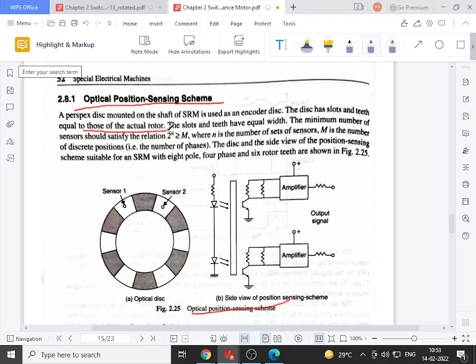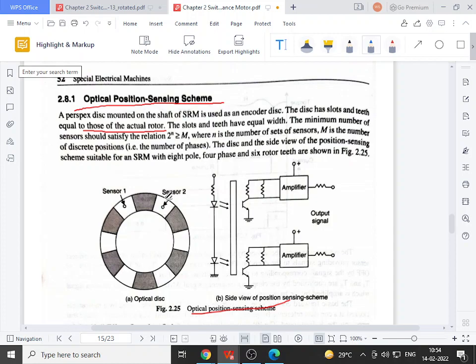So जितने rotor के ऊपर slots है उतने slots इस disc के ऊपर चाहिए. The slots and teeth are of equal width. So that is again one important constraint whenever we are going to construct this encoder optical disc. So whatever width is there, that width should be equal to, that means this is nothing but beta r, that should be equal to beta s.